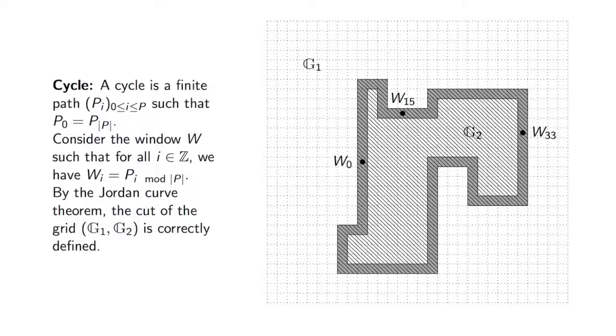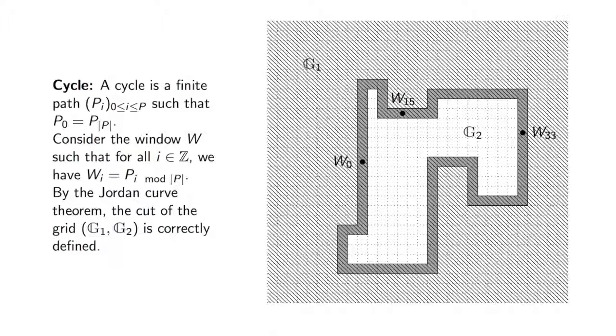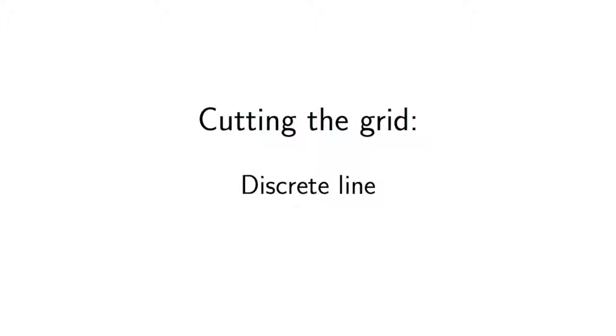In this case, the graph G2 is finite. The graph G2 is also the right side of the window. Here is the graph G1. This graph is infinite and is the left side of the window.